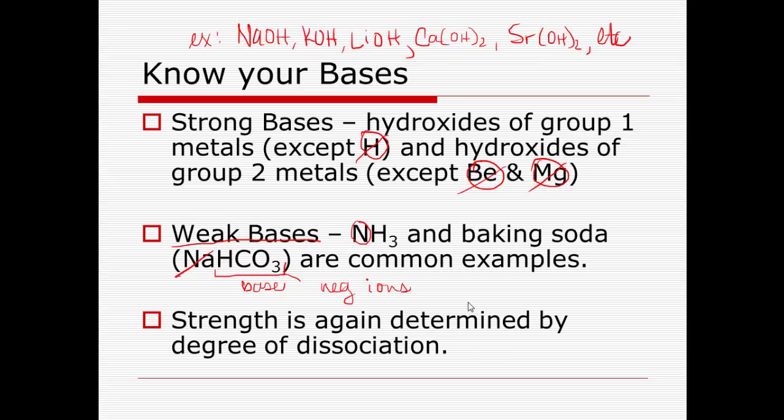The strength is again determined by the degree of dissociation. These dissociate or ionize 100%. They form a whole bunch of ions, and these only ionize about 5%, so it's not producing a lot of ions.